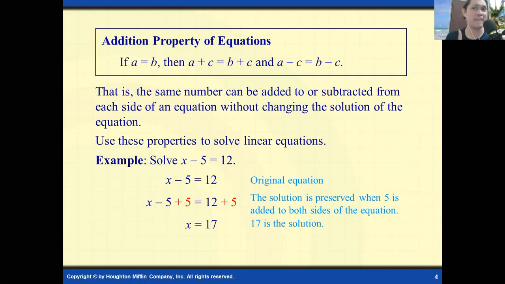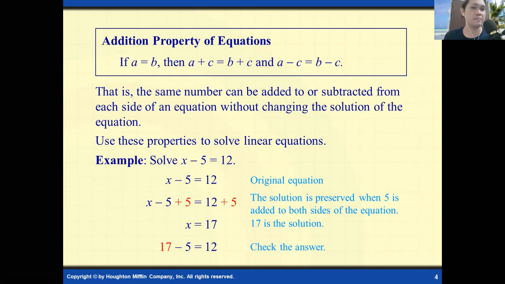I hope you'll be able to get this one. Just follow the steps, just follow the process, just follow the property, and everything will be okay. Now, 17 minus 5 is equal to 12. Let's just check the answer. Our equation is x minus 5 is equal to 12.